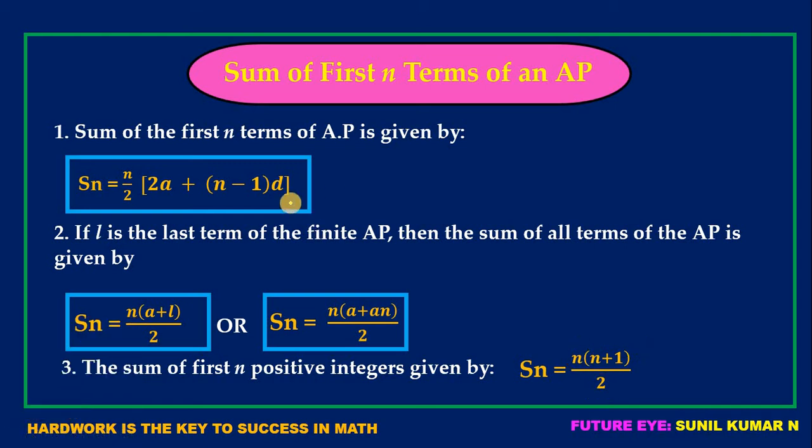Let me recall again, children. The first formula can be used in any case, to find the sum of any AP. The second formula we have to use only when the last term is given. If you don't know the last term, again you want to use the first formula itself, children. If the last term is given, the second formula can be used. And the third one is used to find the sum of the first n positive integers.